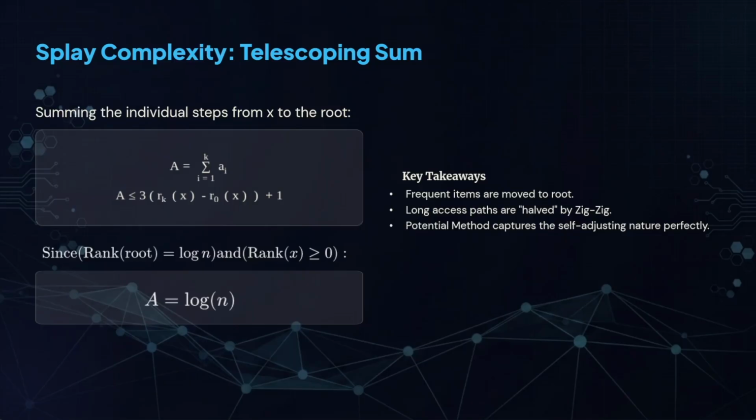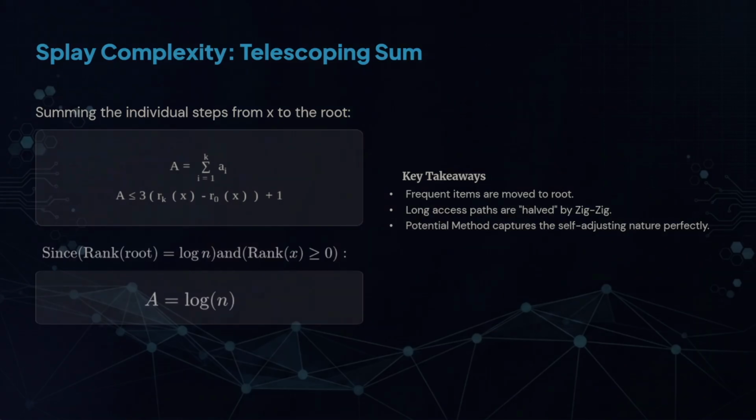Therefore, Splay operations run in amortized logarithmic time. This is why Splay trees are called self-adjusting trees. Frequently accessed nodes automatically migrate closer to the root over time without needing explicit balance flags like AVL or red-black trees.